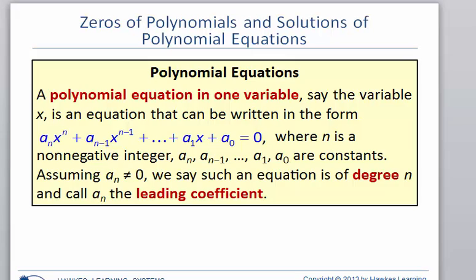What we want to note in this definition is that a sub n is called the leading coefficient. So this is the number that sits in front of the highest power of x. That is called our leading coefficient. And we also want to note that the degree of the polynomial equation is the highest exponent, so the n value. Those two terms, the leading coefficient and the highest power of x, can give us indications about the behavior of the graph.